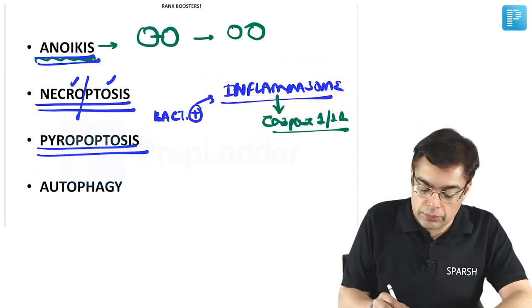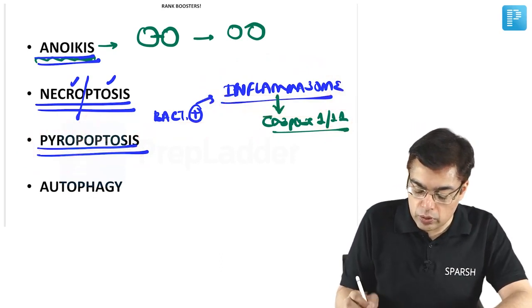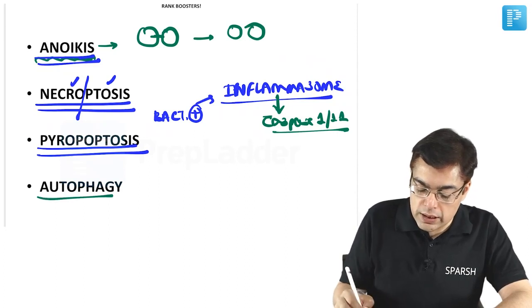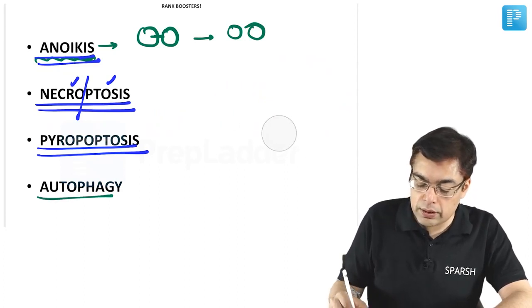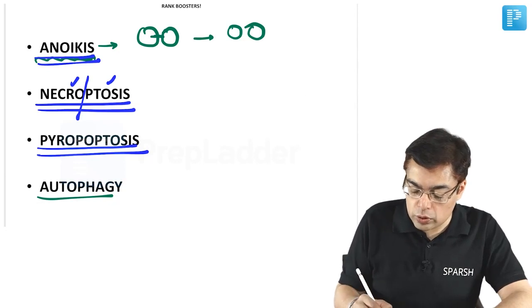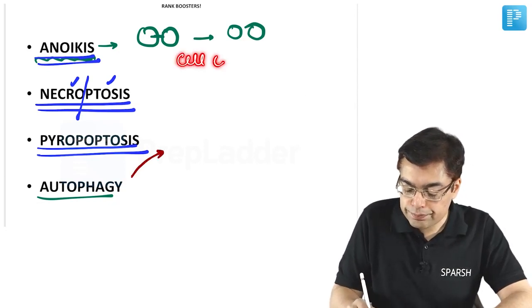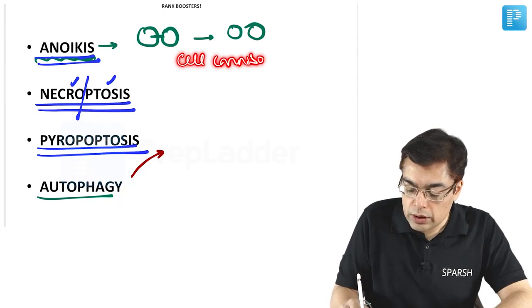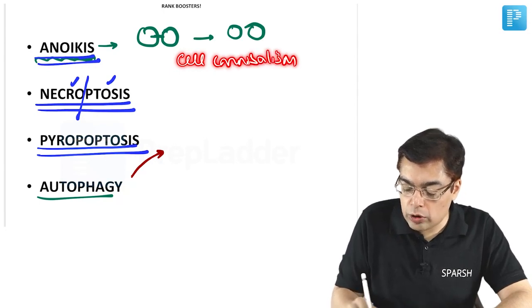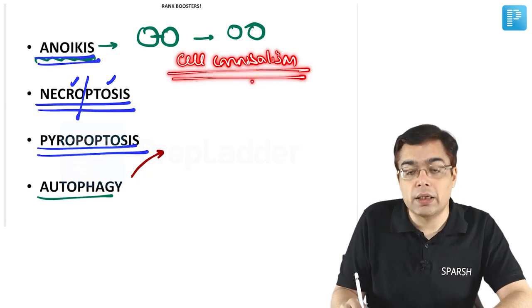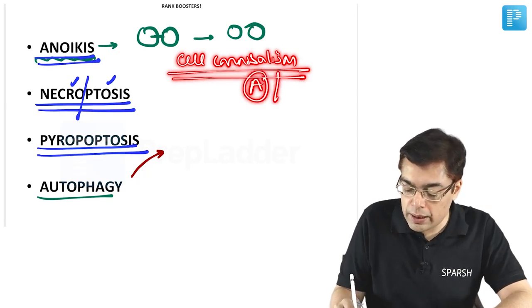The moment we are going to be talking about a process that is given the name of autophagy. Autophagy has been a recent favorite for your examiners, so we need to be familiar with the fact that autophagy is characterized by the term cell cannibalism. Now, it may happen under physiological conditions, say for example at the time of aging, or at the time of exercise.